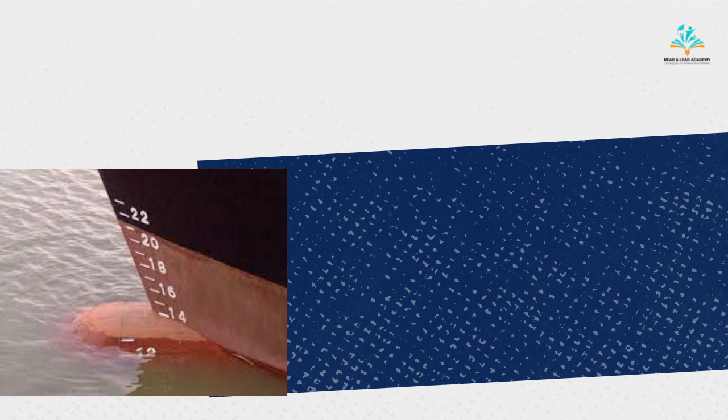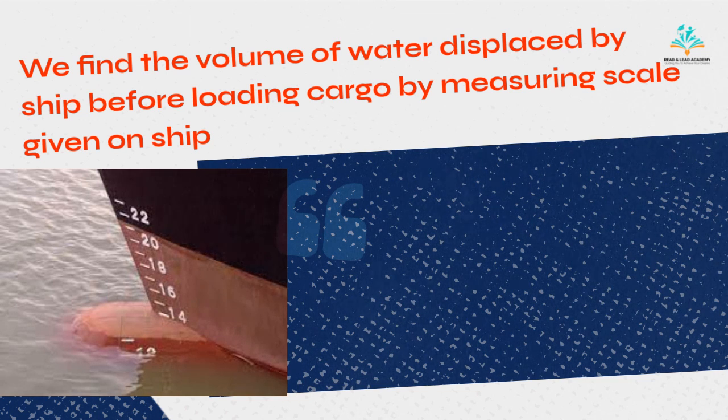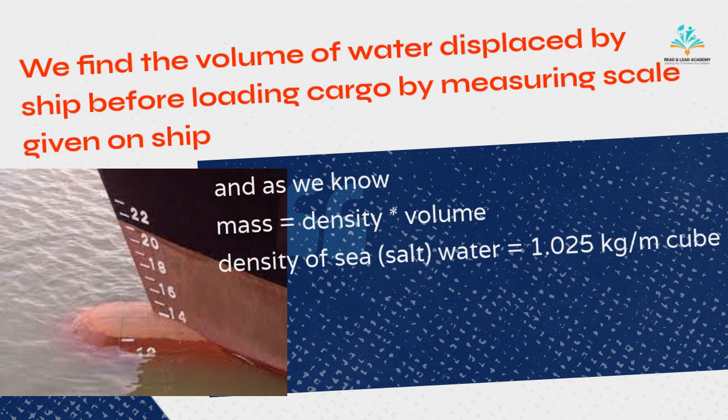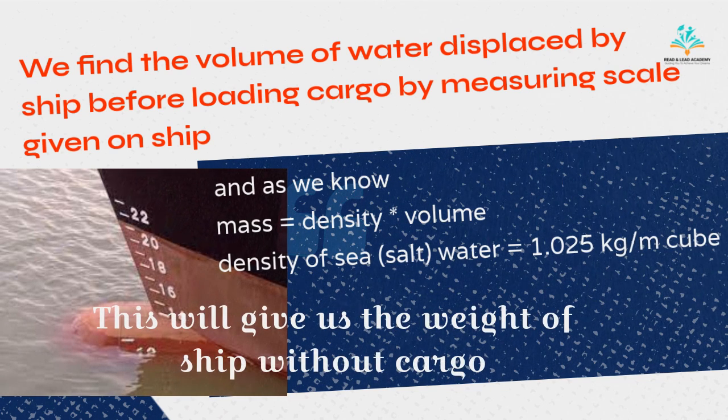We find the volume of water displaced by the ship before loading cargo by measuring the scale given on the ship. After we have calculated the volume of the water displaced, we can easily find the mass of that water. We know that the mass of any object is equal to the product of density and volume. So, we will find the mass of displaced water by this formula. Here, we have already calculated the volume of displaced water, and the density of seawater is 1.025 kg per cubic meter. This will give us the weight of the ship without cargo loaded on the vessel.